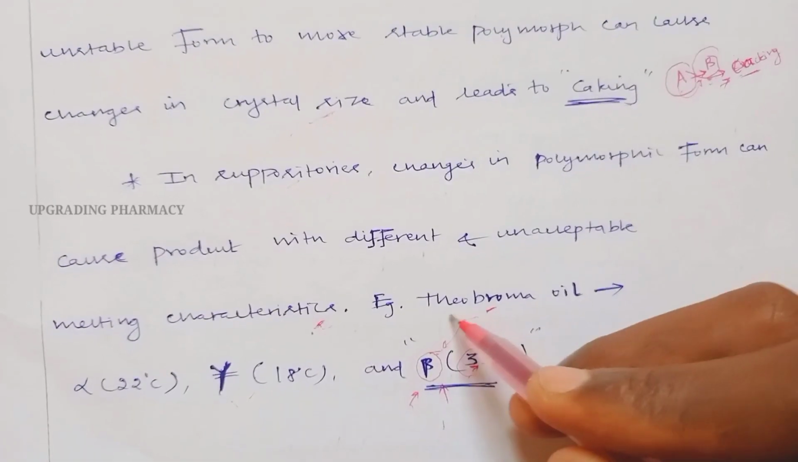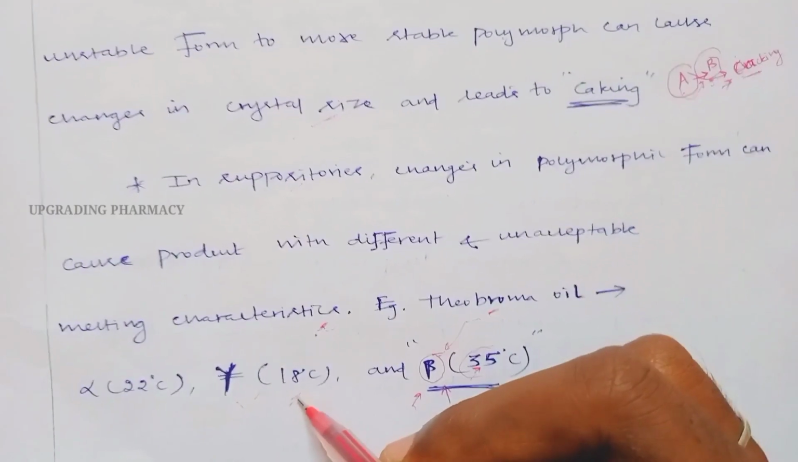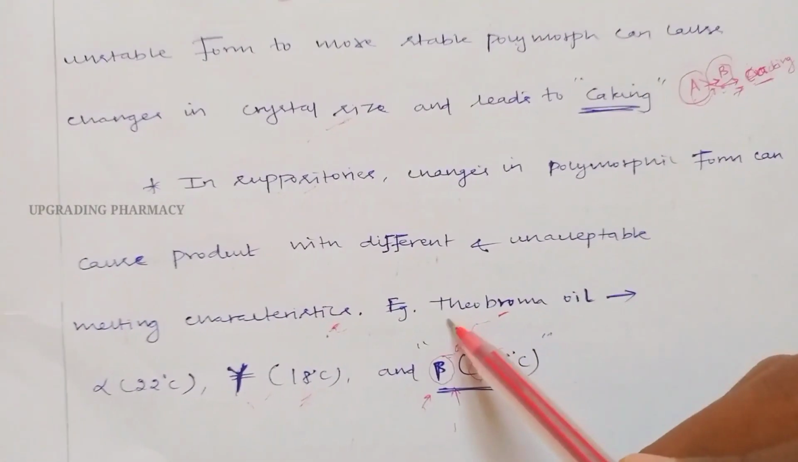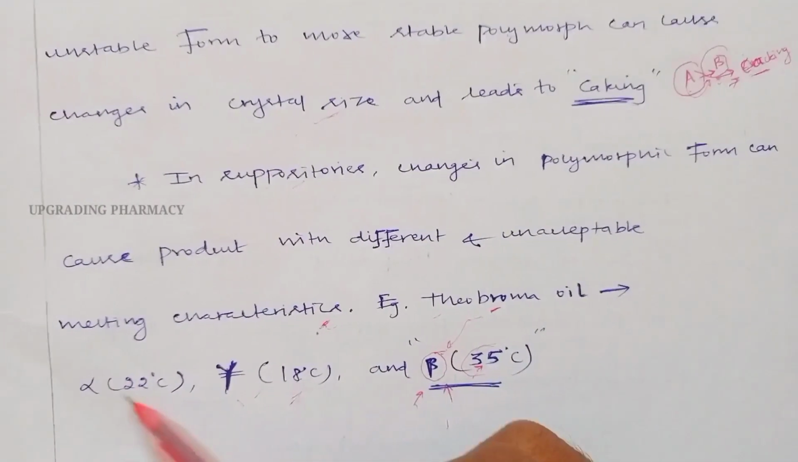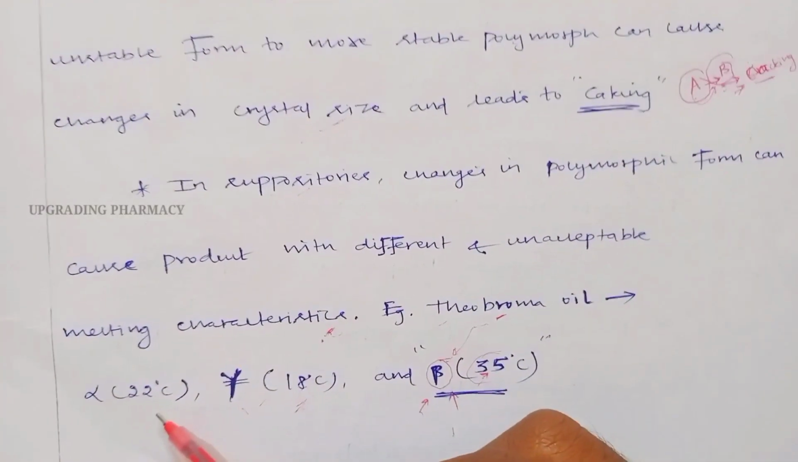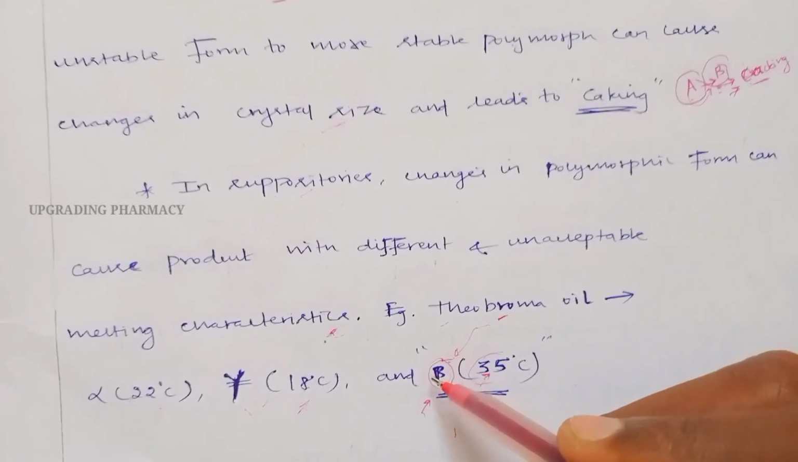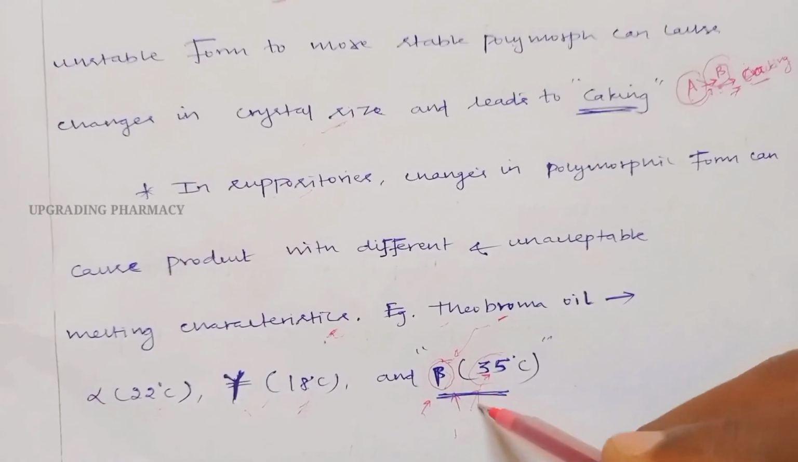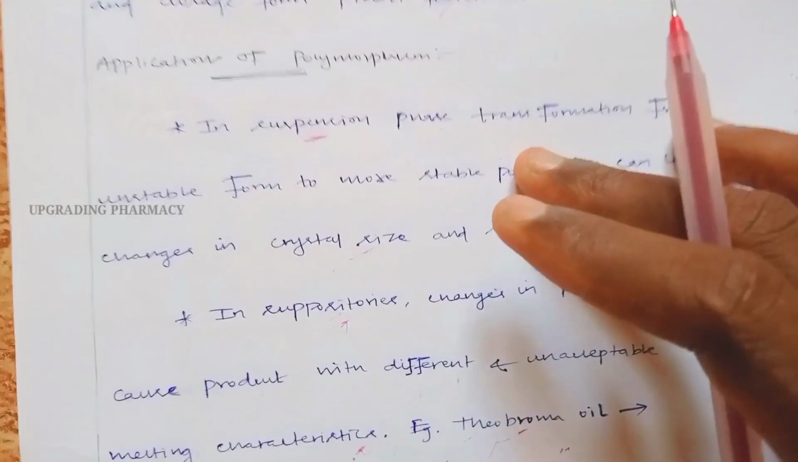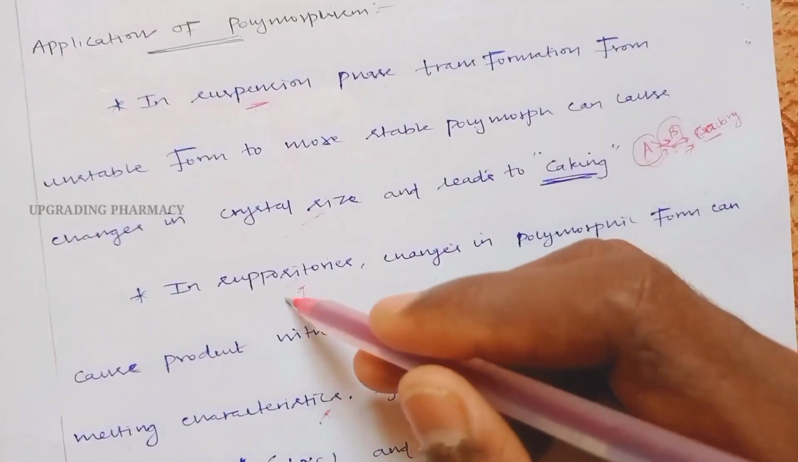But theobroma oil in the gamma state has a melting point of 18 degrees Celsius, which is below room temperature. And when theobroma oil is present in the alpha form, it melts at 22 degrees Celsius, so it is also almost below room temperature. So in theobroma oil, the beta form has the correct melting point for the manufacturing of suppositories. So these are the two main applications in preformulation, that is suspension and suppositories.